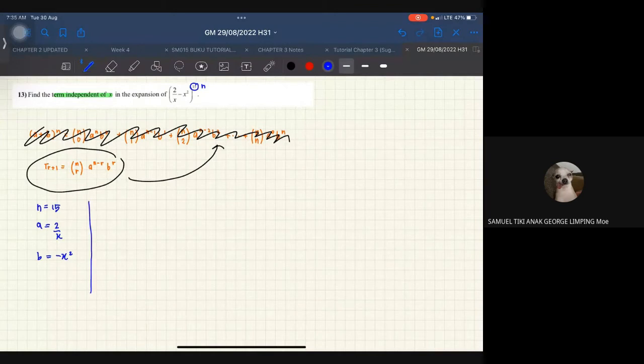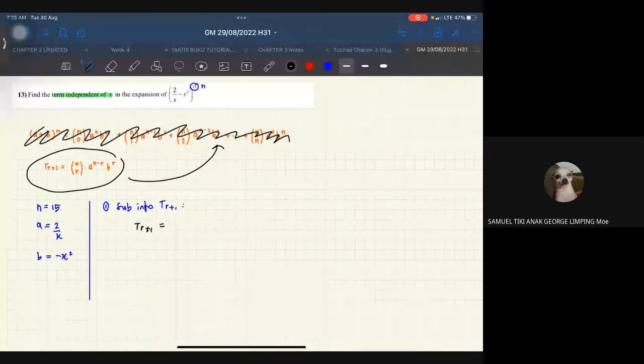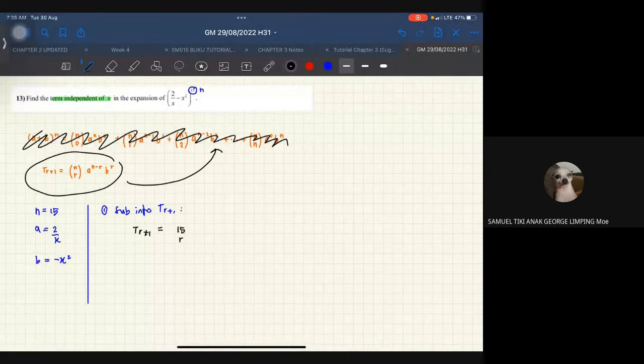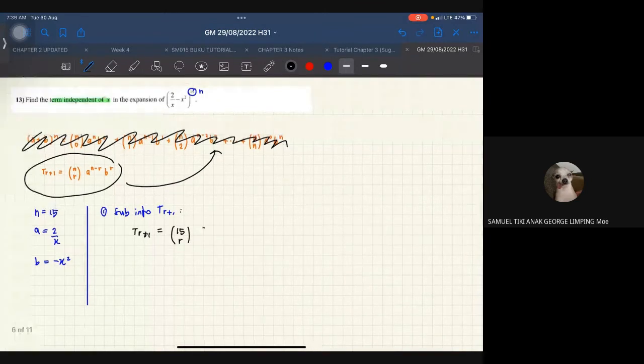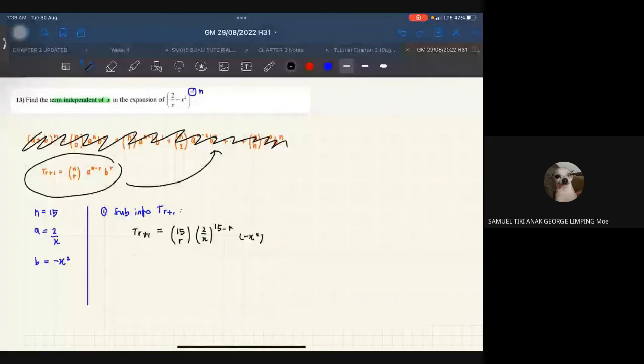So apa yang saya nak buat sekarang is kita akan terus substitute all this value into this formula. Masukkan saja. Okay, so the first step, sub into tr plus 1. Okay, so saya dapat tr plus 1. We don't know r, so just put it as r sahaja. Biarkan sahaja r tu macam tu. Okay, so the next one kita ada nr, n choose r, so n kita adalah 15. And then we have r, tak tahu, dia aja. Okay, tutup bracket. And then a is 2/x. And then power kita is 15 minus r. Okay, and then for b, we have negative x square power of r. Gitu. Okay, so settle bahagian yang pertama, kita dah substitute it into tr plus 1.